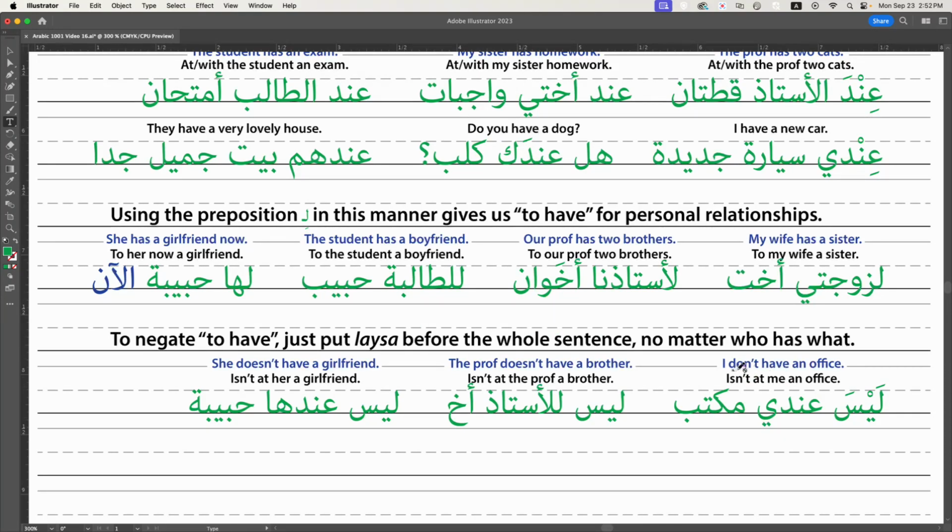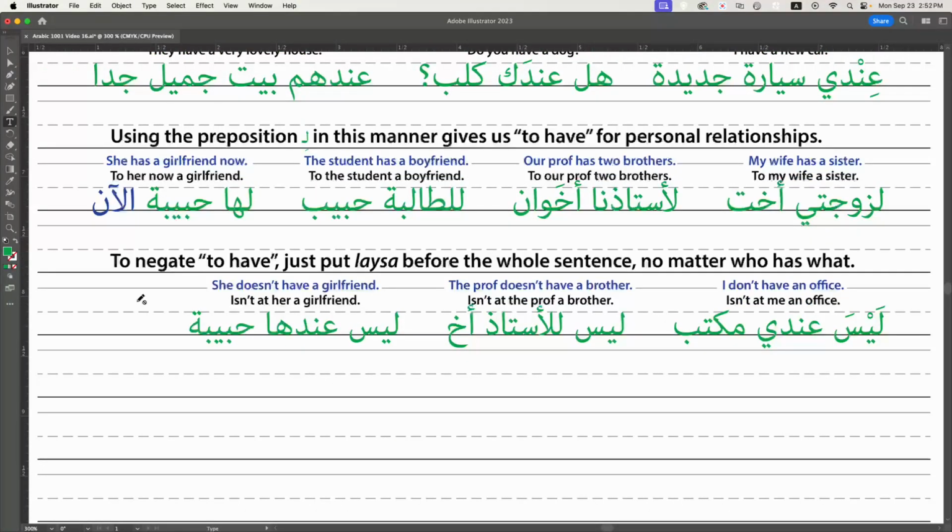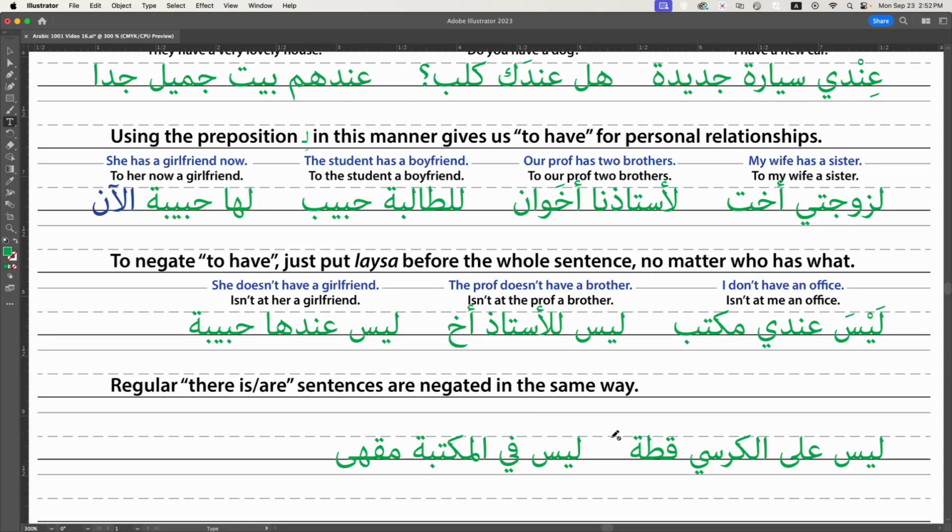So what these mean is, I don't have an office. Again, there's no have here. The professor doesn't have a brother. She doesn't have a girlfriend. Just put laysa to negate the whole sentence. And this works with regular there are sentences as well. So I can say, laysa alal kursi qatta, isn't on the chair a cat. So what I really mean is, there isn't a cat on the chair.